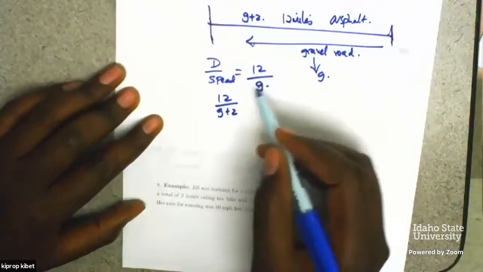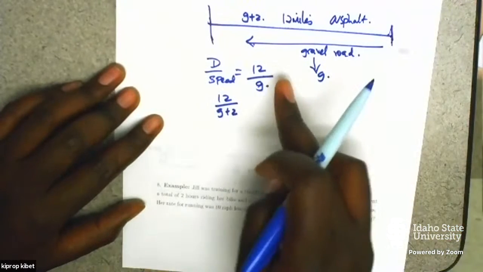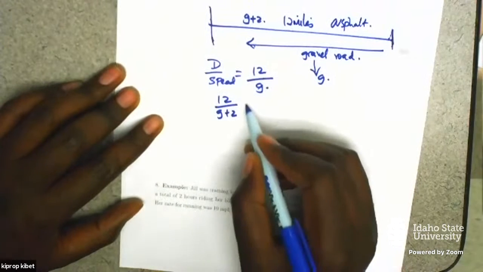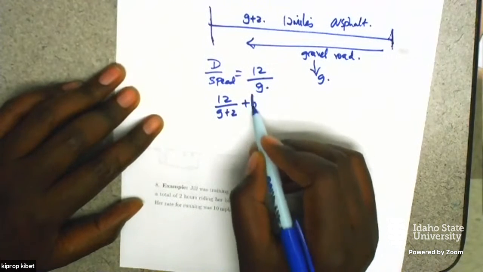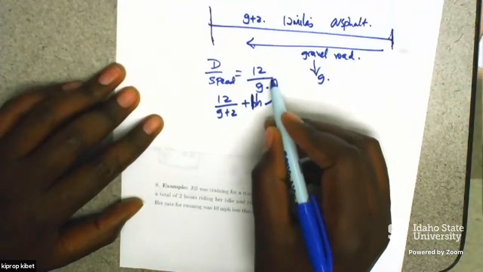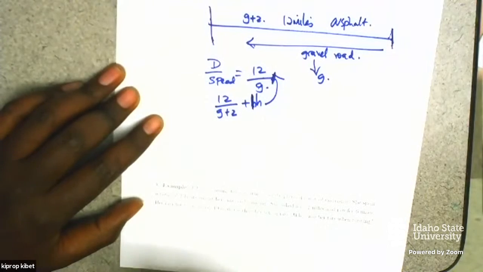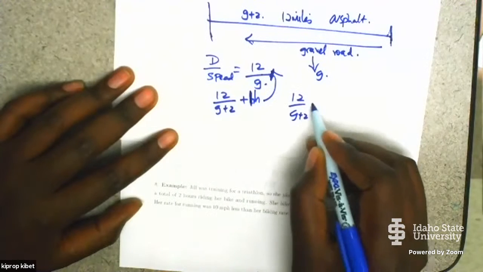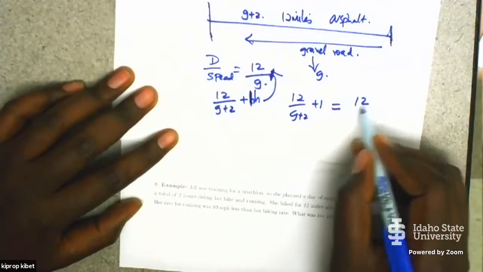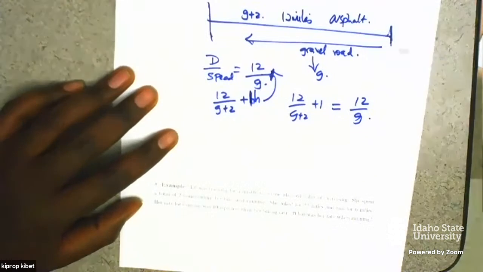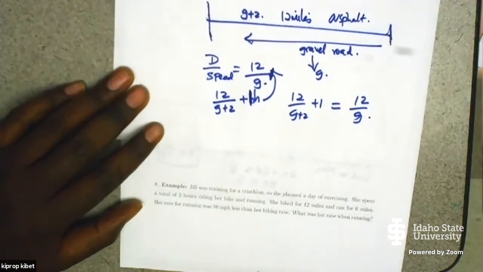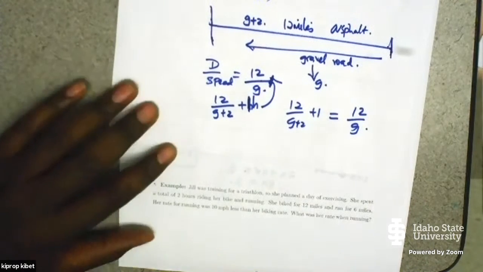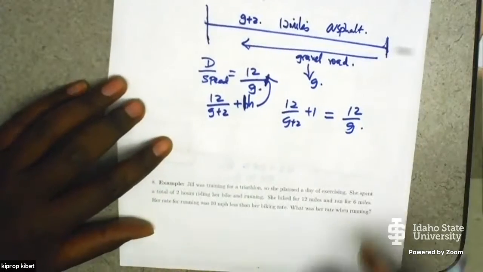Now, for it to have the same time, that means you add 1 hour here, right? And this one will now be equal to the time there. So it will be 12 all over G plus 2, plus 1 hour, equals 12 all over G. Okay. So they will now be equal. So now you solve it.